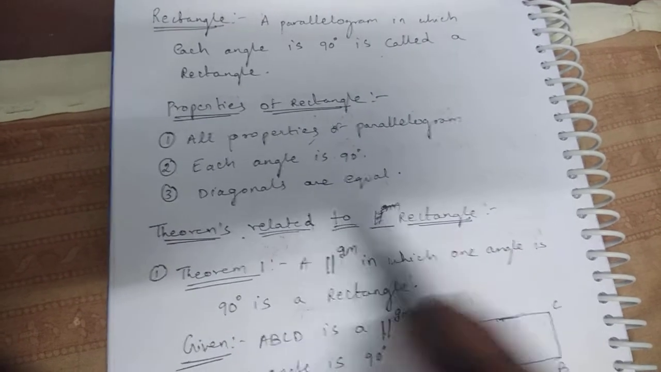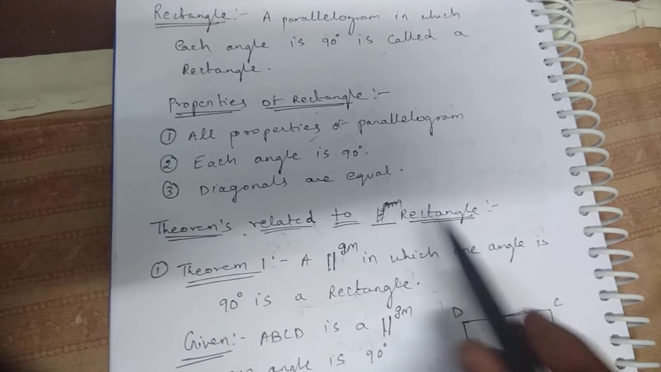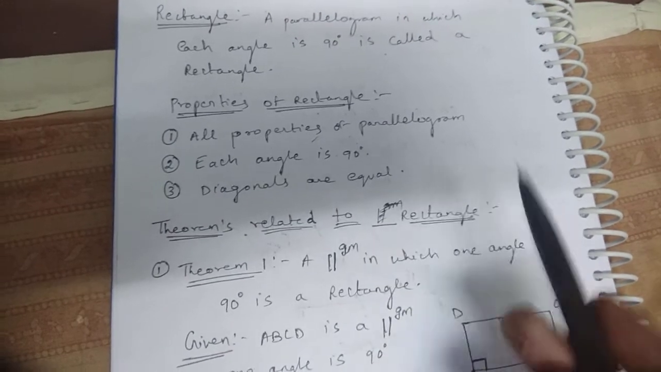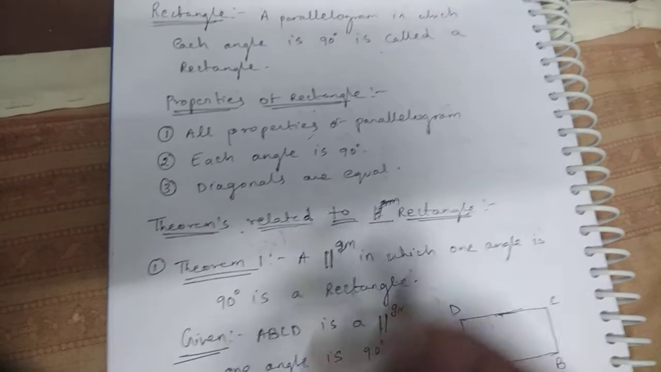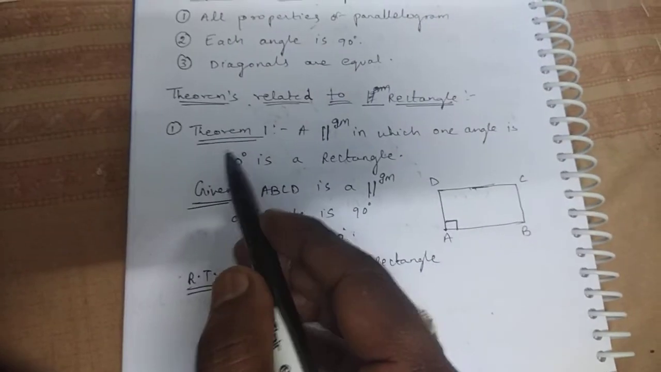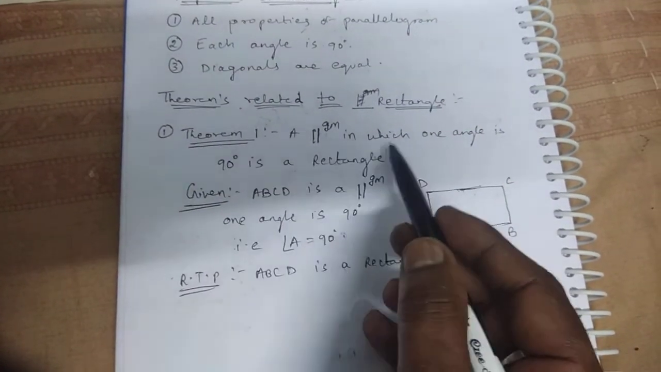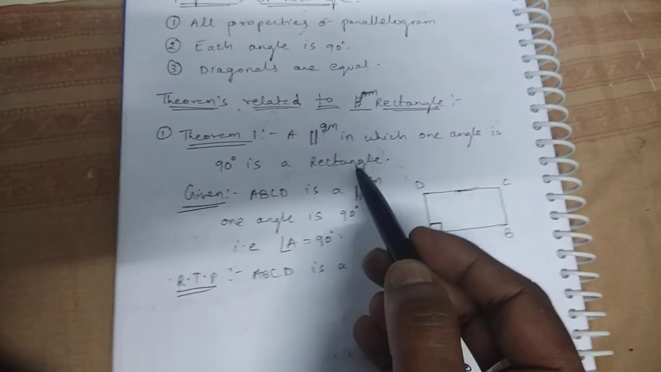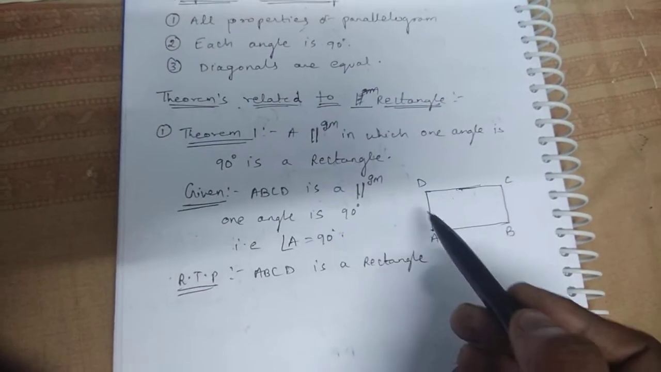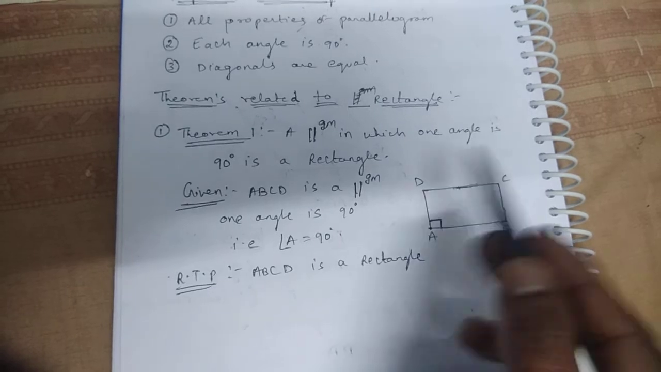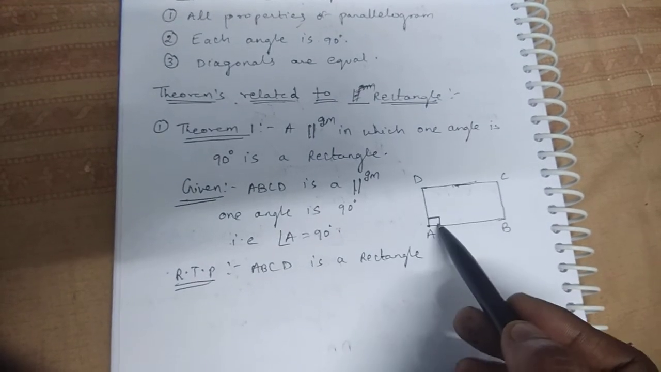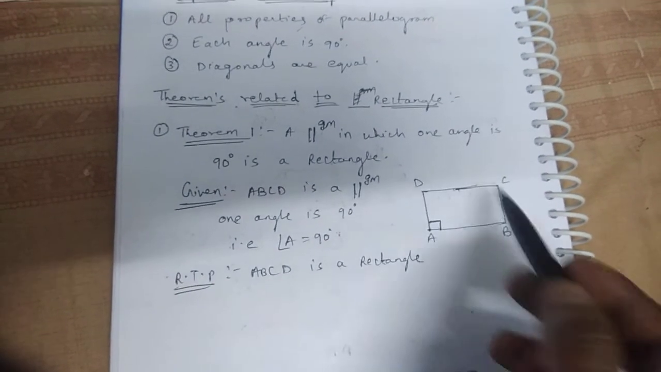Next, theorems related to the rectangle. What are the theorems which are related to the rectangle? There are three theorems. We are going to discuss all three theorems now. Theorem 1. A parallelogram in which one angle is 90 degrees is a rectangle. So, if one angle is 90 degrees, then it becomes a rectangle.